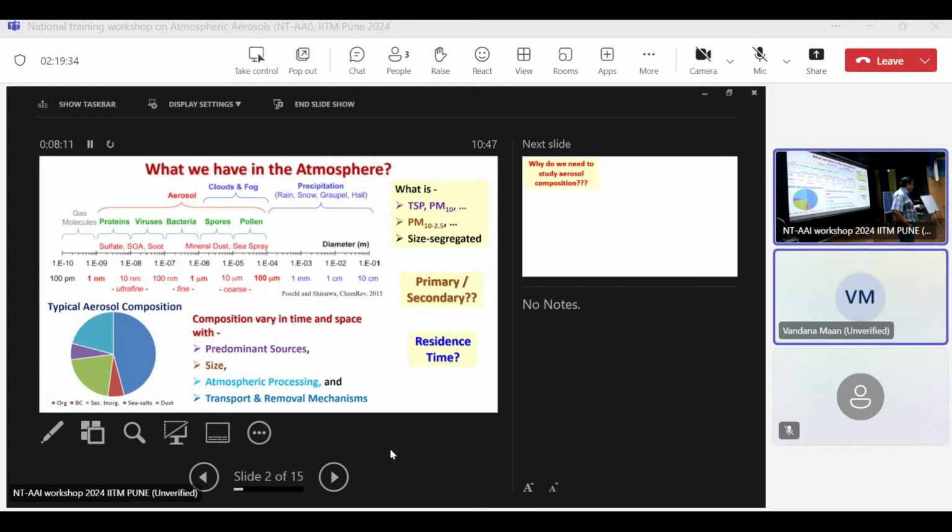Or it will depend upon the nearby sources. Think about it. You are here for a week at least. You have seen what kind of sources are here. So what do you expect? Organics. It will be dominated by organics. We are talking about TSP.